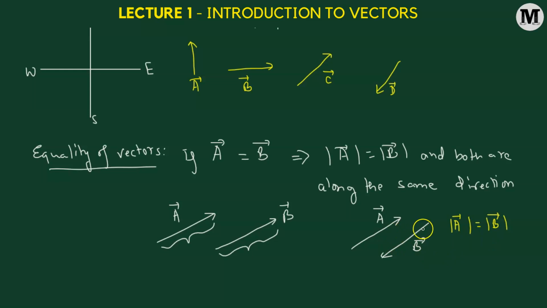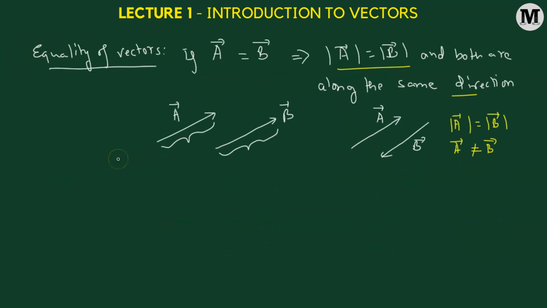So for this particular scenario, we cannot say that the two vectors are equal. Here vector A will be unequal to vector B, even though they have the same magnitude. Just because their direction does not match, we cannot say that the two vectors are equal to each other. This is a very important criterion: the magnitude as well as the direction of the vectors must be the same. Only then can we say that the vectors are equal to each other.